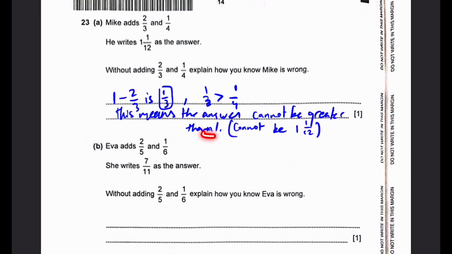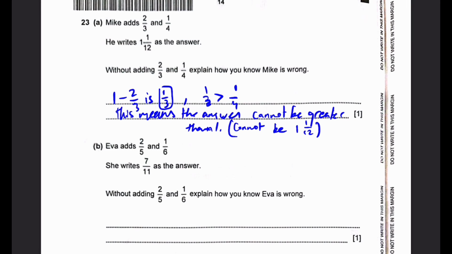Why can it not be greater than 1? Because if you add 1 by 4 and 2 by 3, it is less than adding 2 by 3 and 1 by 3. And 2 by 3 plus 1 by 3 is 1. So adding these two will be less than 1.